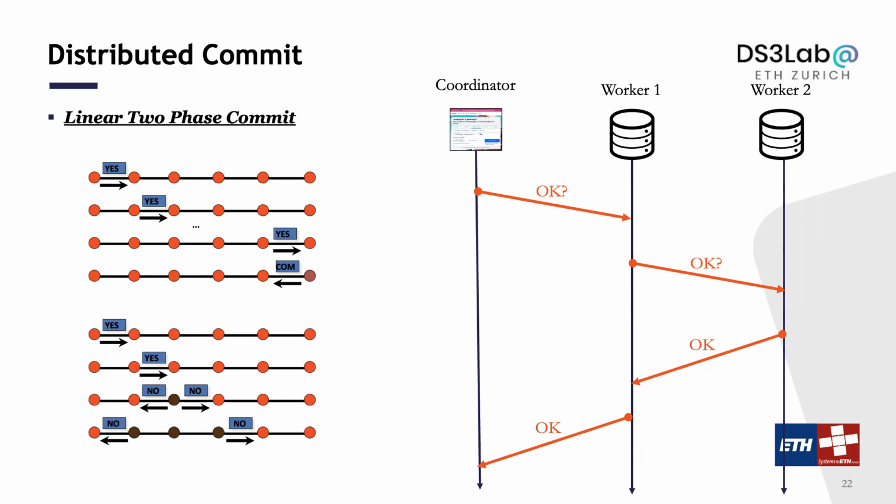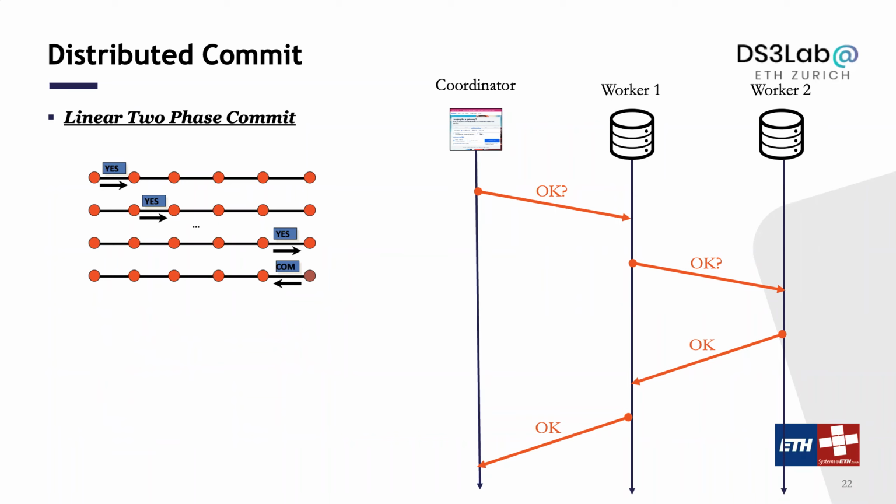So as you can see, right here, we are going to have almost like peer-to-peer propagation of messages. If everything goes well, if all the workers can commit, you are essentially going to have this case. From left to right, you send the yes information, to say, oh, I'm okay. And then the last worker aggregates and sends back the commit information, right?